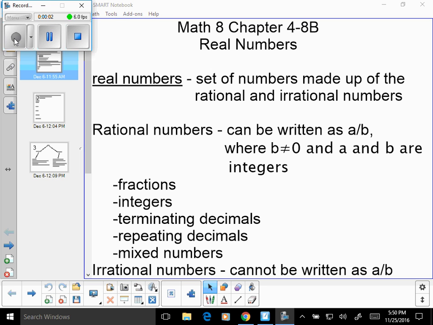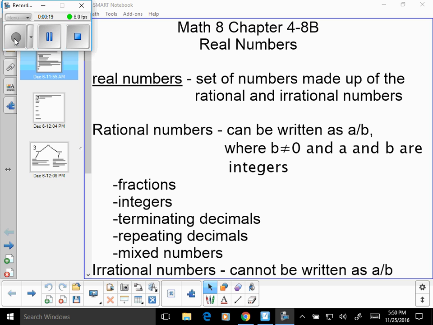Hello again, 8th graders. This is Chapter 4.8b, Real Numbers. The definition for real numbers is the set of numbers made up of the rational and irrational numbers. Now the truth is, in math, you have worked with different sets of numbers all along.